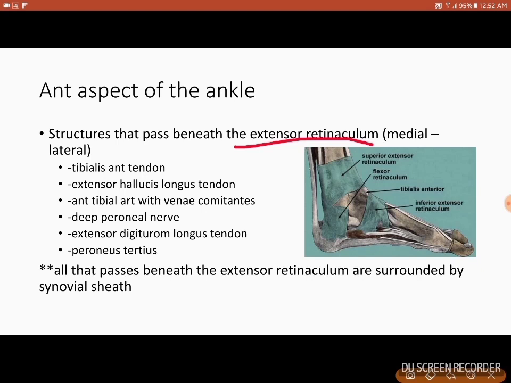The extensor retinaculum is located anterior to the ankle joint, or proximal to the dorsum of the foot. So these are the structures that pass beneath the extensor retinaculum.